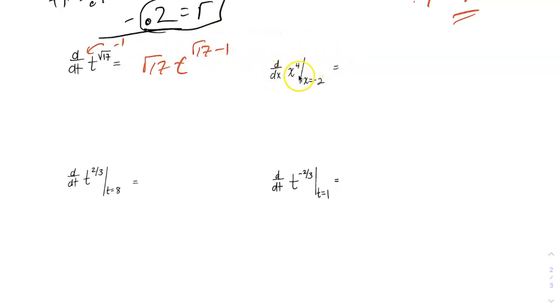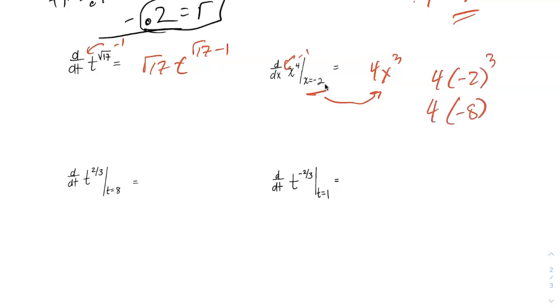Next one, they want to take a derivative of x to the fourth, and then after we take a derivative, they want to sub in negative 2. So let's take a derivative, bring it down, subtract 1 off. So it'll be 4x cubed. And then we're going to plug in negative 2 into that. So it'll be 4 times negative 2 cubed. That'll be 4 times negative 8. Remember, odd power keeps the negative. So negative 32.